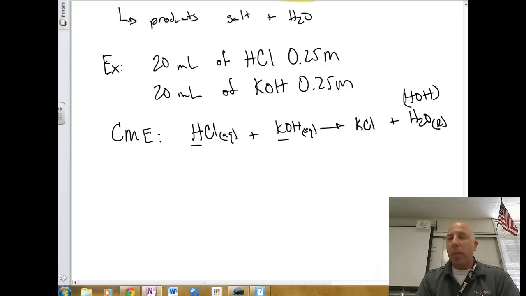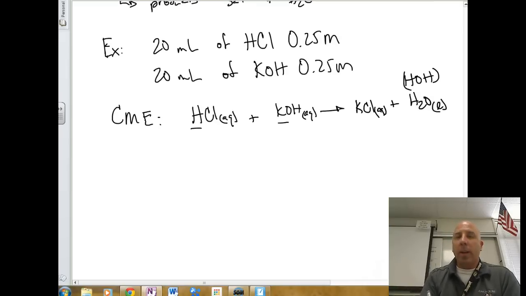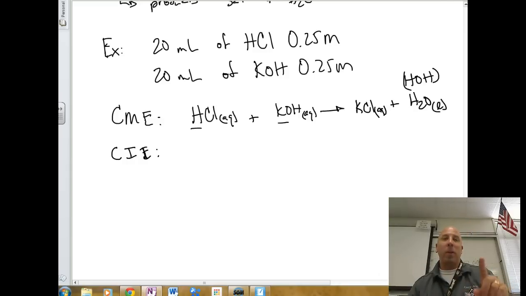Now we apply our solubility rules to potassium chloride. It's got an alkali metal in it, so it's going to be aqueous. Now what we can do is write a complete ionic equation. I'm just making up these little abbreviations. So we're going to ionize everybody who is soluble or is a strong acid or strong base or something like that.